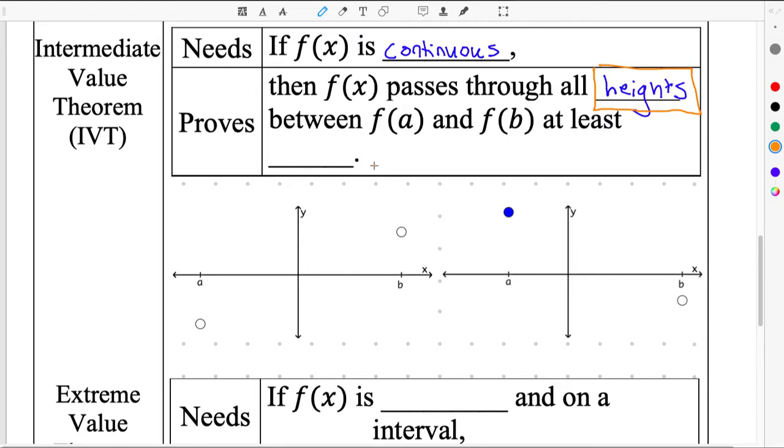All right, so it passes through all heights between f of a. What is f of a? Can we interpret f of a? That means height at a, height of a. This is a height. Height of b. Height of a and height of b.